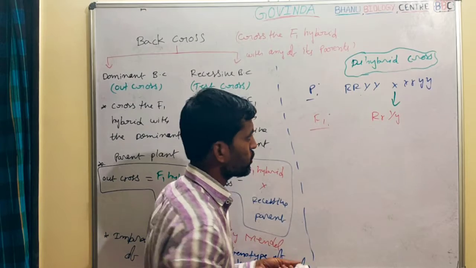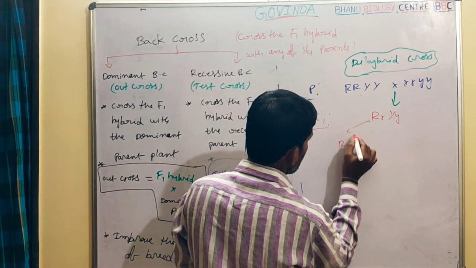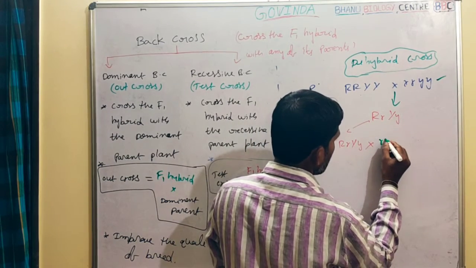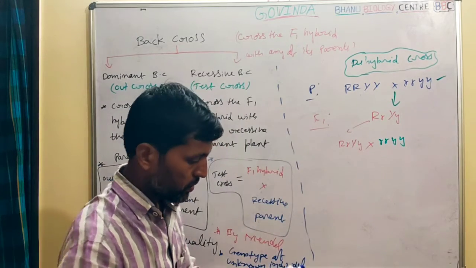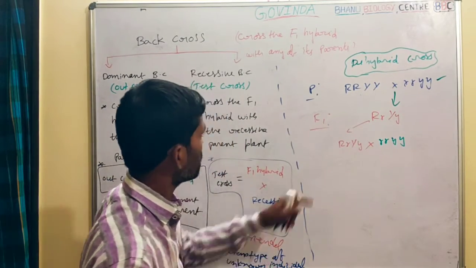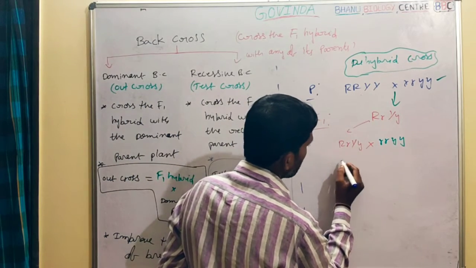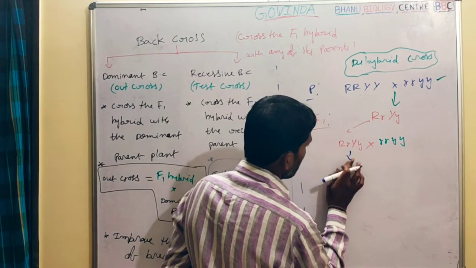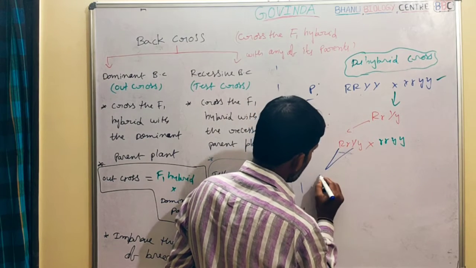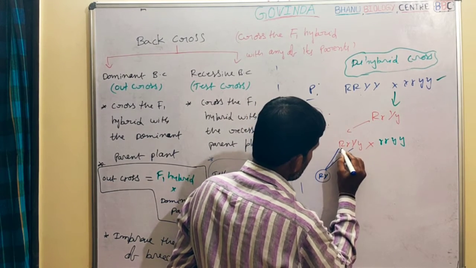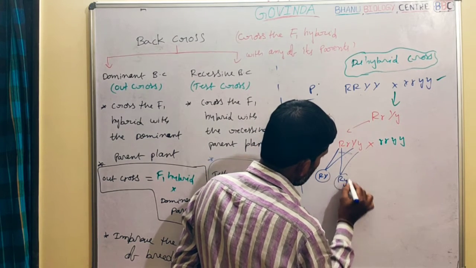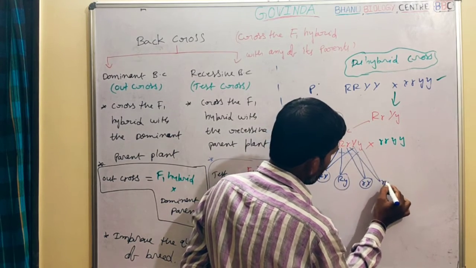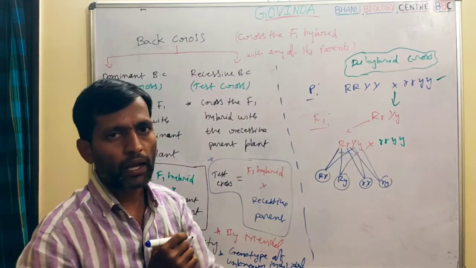Now what do we need to do under the test cross? Cross this F1 hybrid with this recessive parent. First, to make the process easy, we need to write the gametes. This F1 hybrid can produce 4 types of gametes: capital R, capital Y, then capital R, small y, then small r, capital Y, then small r, small y. These are the 4 different gametes produced by the F1 hybrid in the test cross.